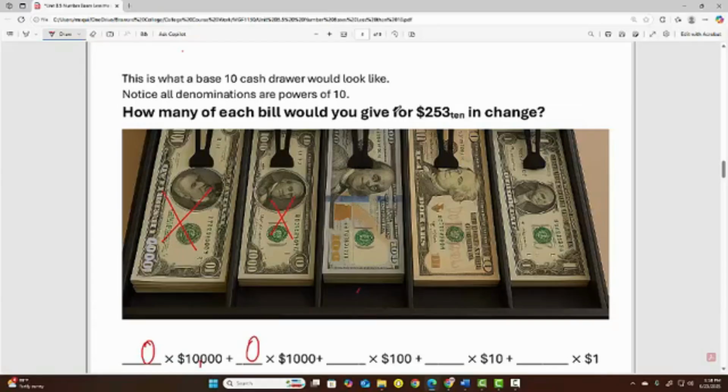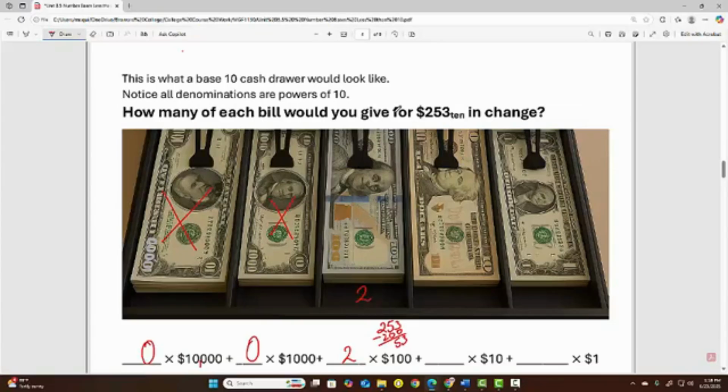In fact, I could give them two $100 bills. 2 times 100 means I'm actually giving them $200. How much do I have left to give them at this point? Well, 253 minus 200 leaves $53 that I need to give them. I can't give them another 100 because there's not 100 left, so I have to move on to the tens.